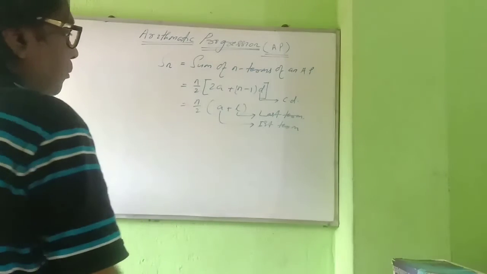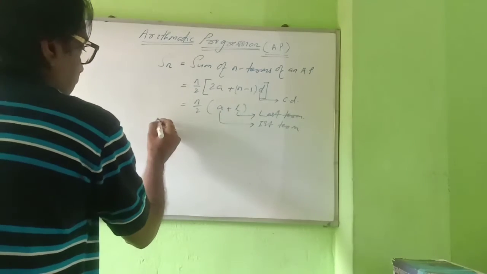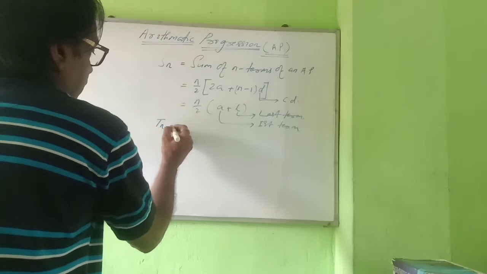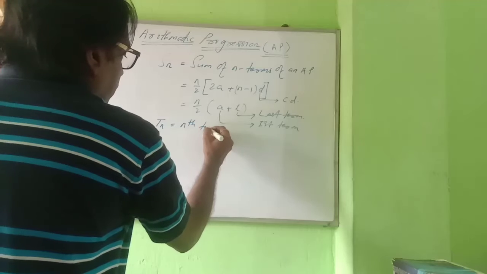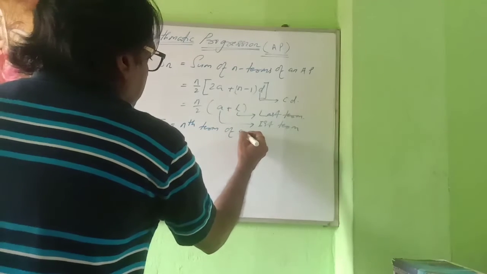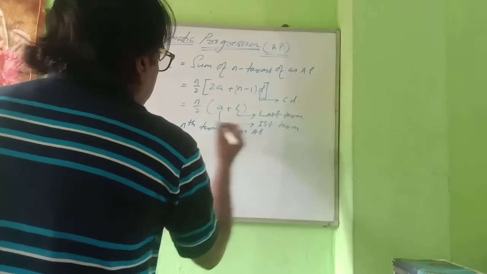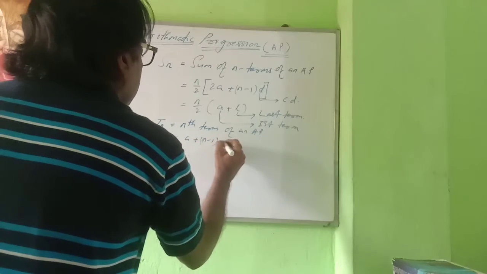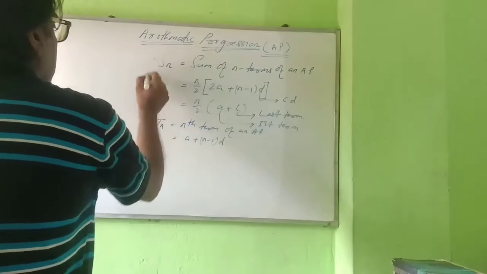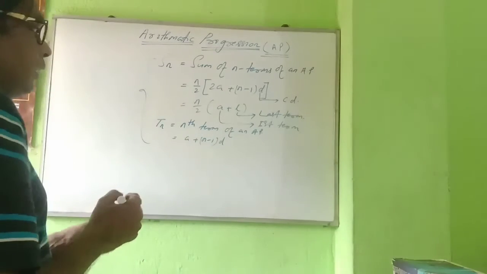Okay, this is the formula for Sn, and as we have discussed before, Tn means the nth term of an AP. The formula is a plus (n minus 1)d. Here are the formulas required to solve the exercise.